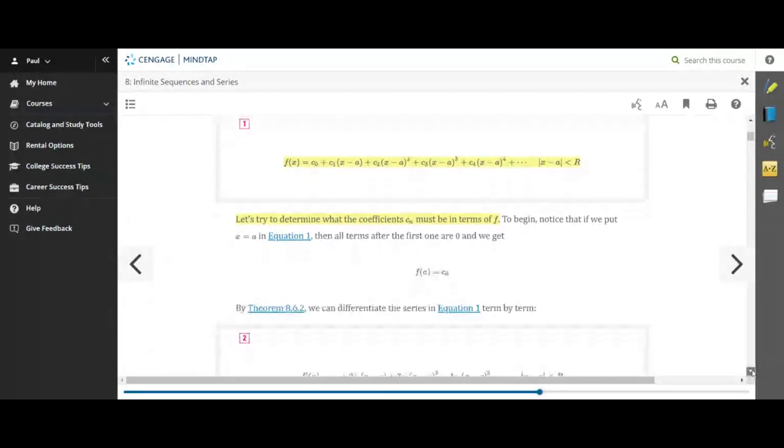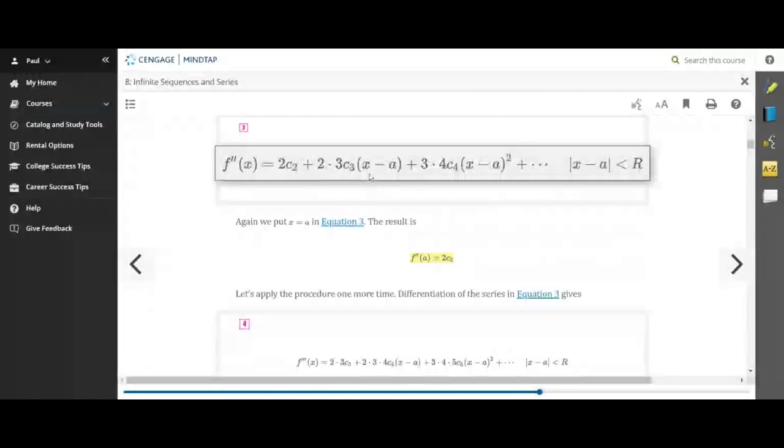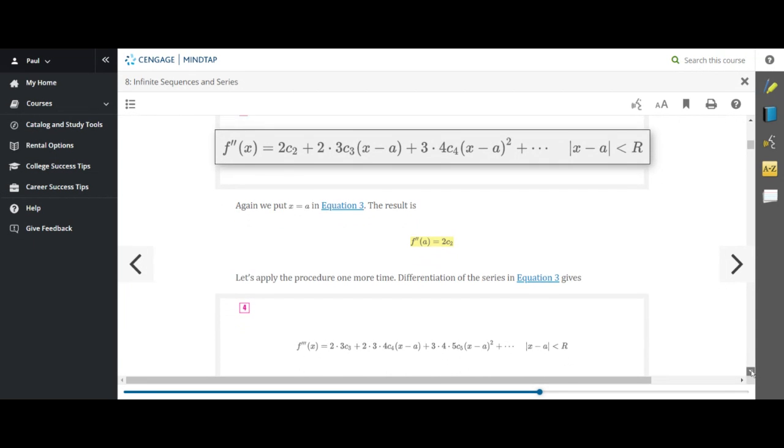So now I'll go back to the ebook. This is all in what I just showed you in the whiteboards in the ebook. But here's the second derivative. There it is. And if we put x equals a, we're going to find out that f double prime of a equals 2 times c2, or c2 equals f double prime of a over 2. So now we've determined what that third coefficient is, and we can keep doing this.